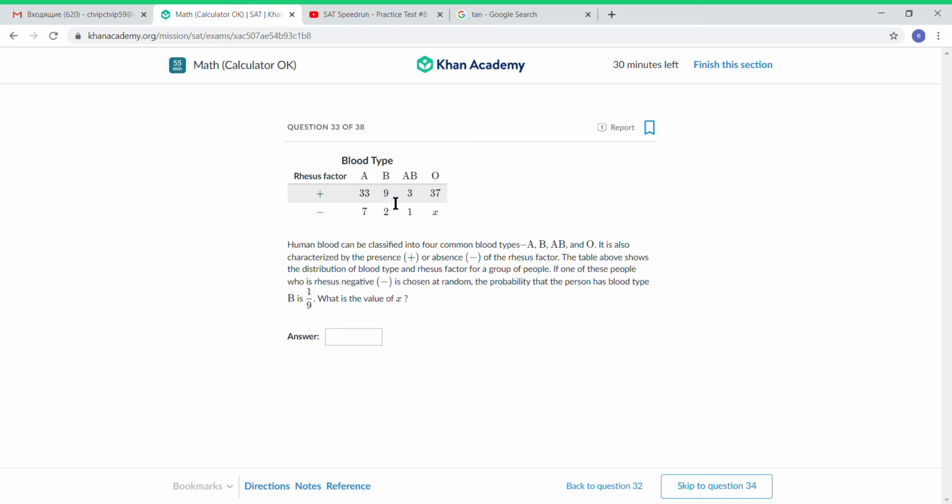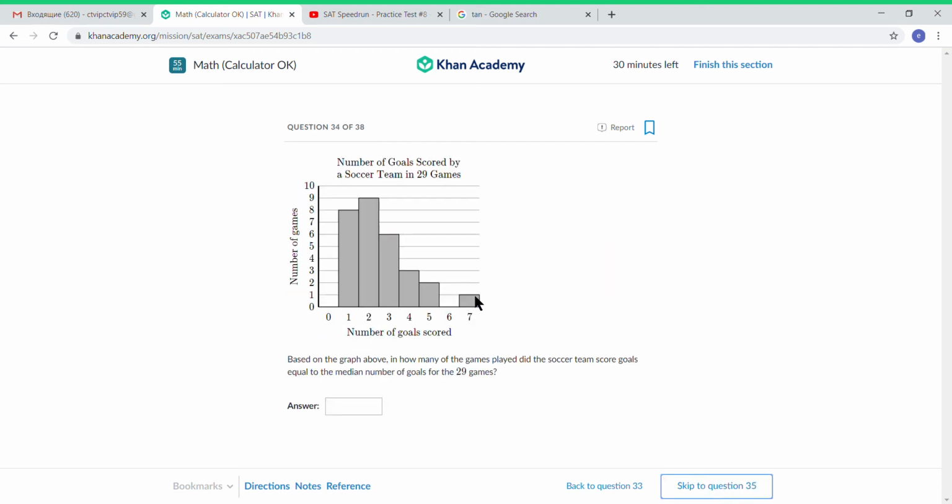The value of x. So, if he is negative, chosen at random, B is 1 over 9, so that's going to be 18. 18 in total. So that's going to be 10, 10 plus 8.